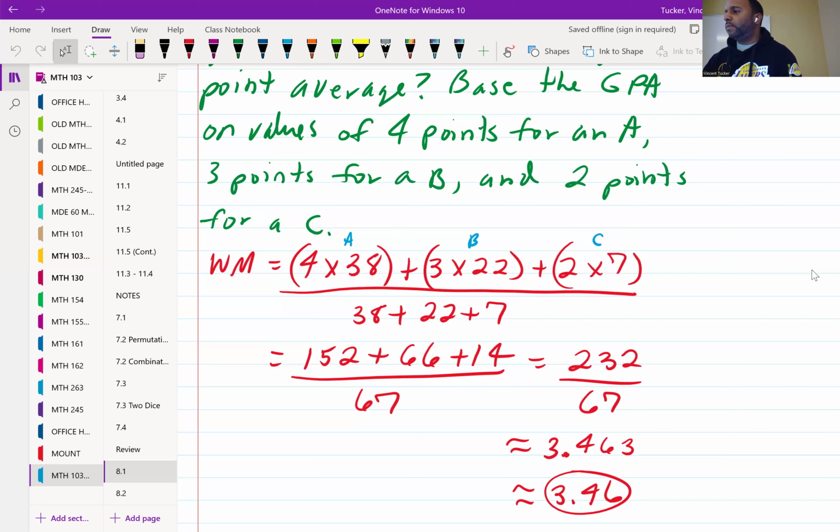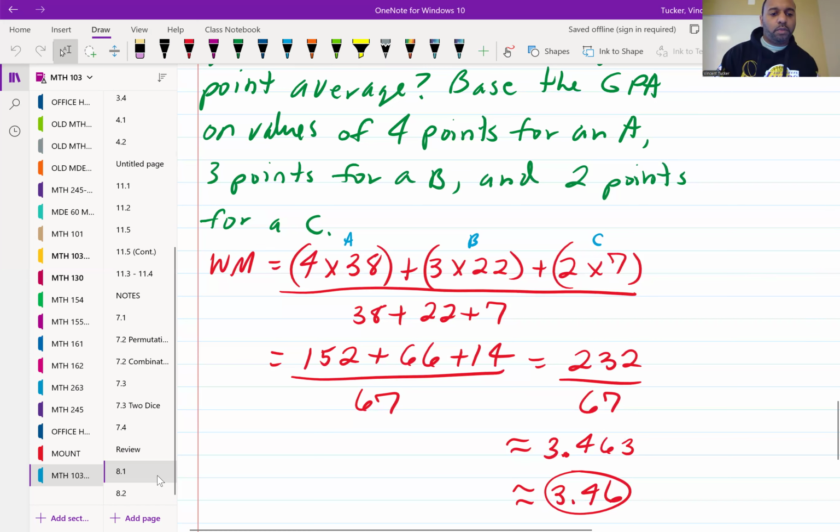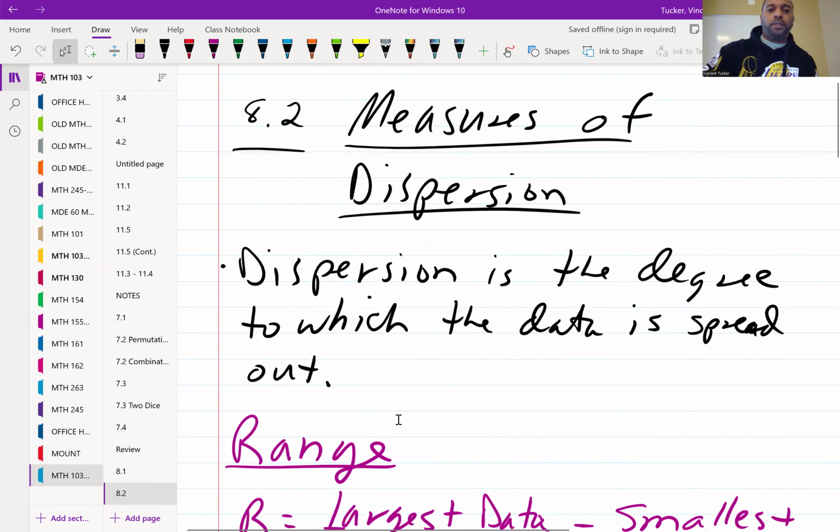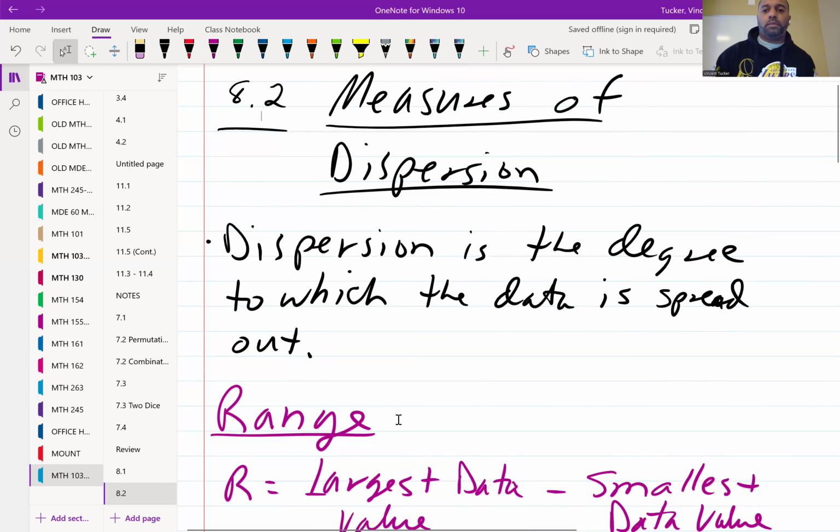All right, we good. All right, so let's look at 8.2, measures of dispersion. So dispersion is just the degree to which the data is spread out.